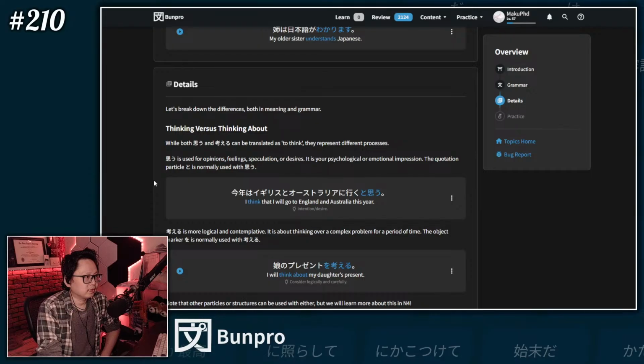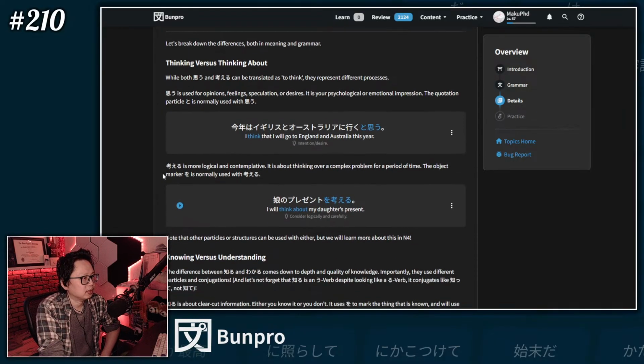Let's break down the differences both in meaning and grammar. Thinking versus thinking about. Oh, okay. Is that how that works? Both omou and kangaeru can be translated as to think. They represent different processes. Omou is used for opinions, feelings, speculation, or desire. I kind of gathered that part for the time being. It is your psychological. Okay, so it is an impressionable, emotional impression. The quotation particle to is normally used with omou, which is also kind of, I think they're equally right now for me, used with kangaeru, but you can also use wo as well.